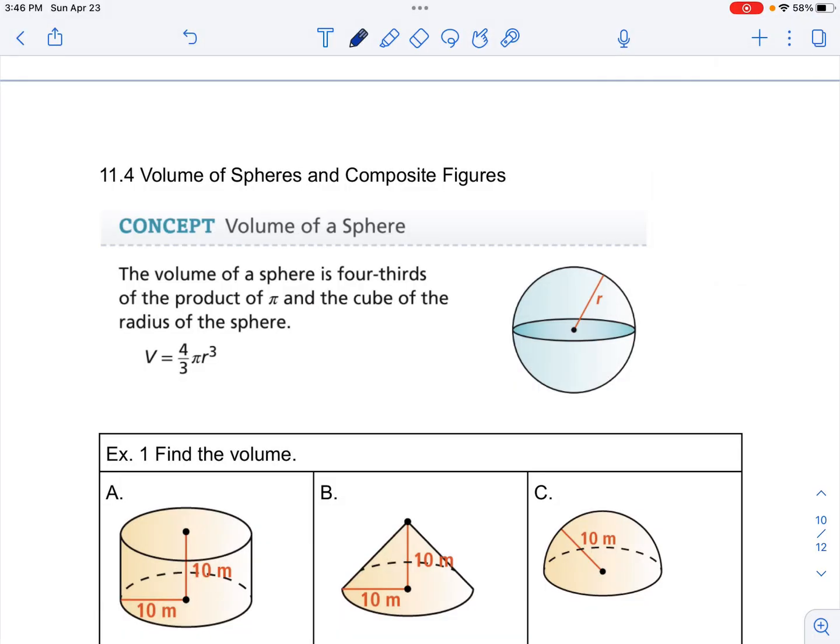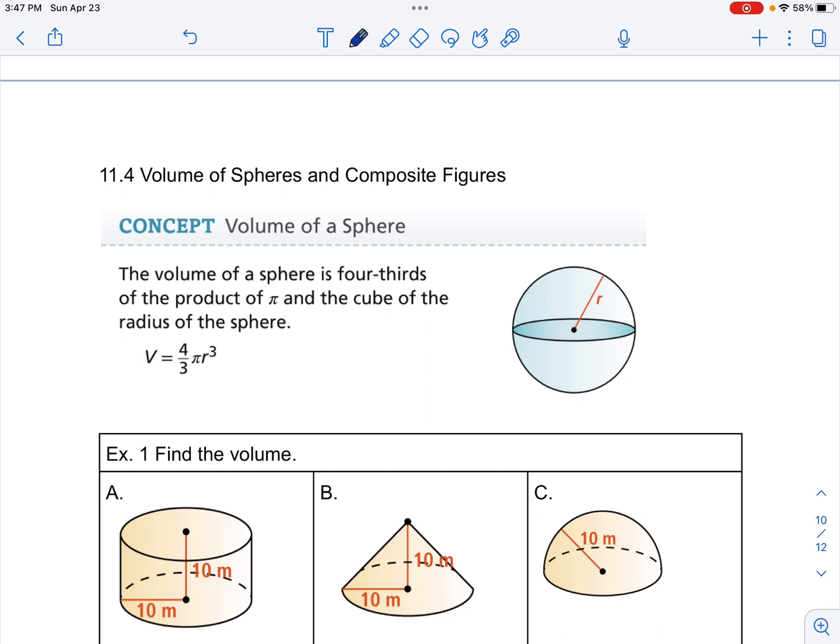Okay, if you are following us, this is our Unit 11, Day 4, 11.4 volumes of spheres and composite figures. I think the book just calls it spheres, but it definitely incorporates our composite figures in this chapter, which means mixing a couple of these shapes together. We're still talking about volume, which means filling up a shape.